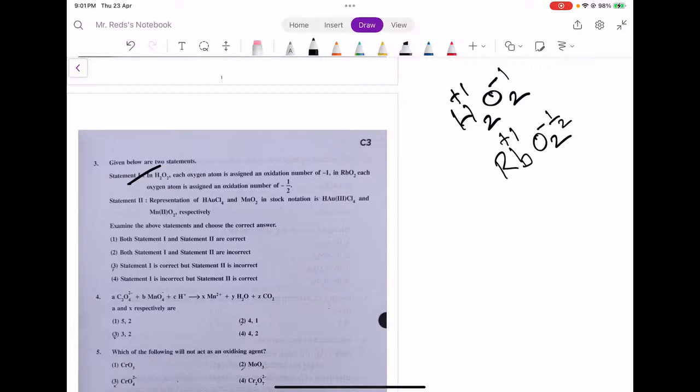Representation of HAuCl4. In HAuCl4, the oxidation state of gold has +3. Why? Because each chlorine has -1. 4 chlorines are here, 4 into -1 is -4. Hydrogen has +1.